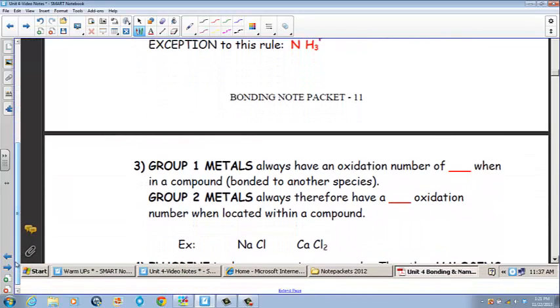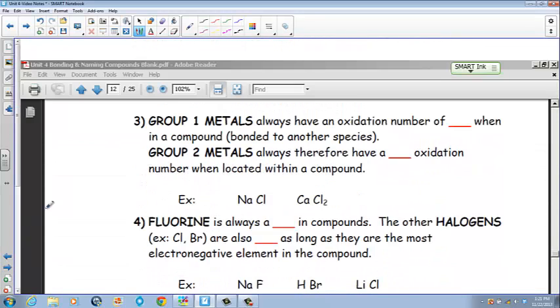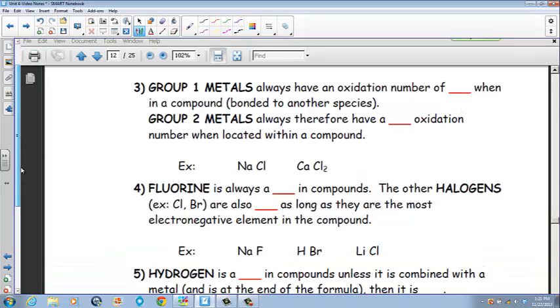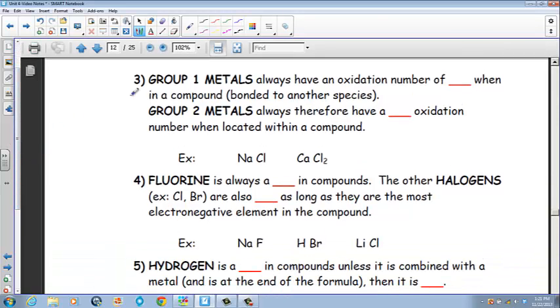All right, so moving on, we're going to look at group 1 metals. They always have an oxidation number of +1 when in a compound and bonded to other species. Group 2 metals always have an oxidation number of +2, also when they are located within a compound. So here is an example.